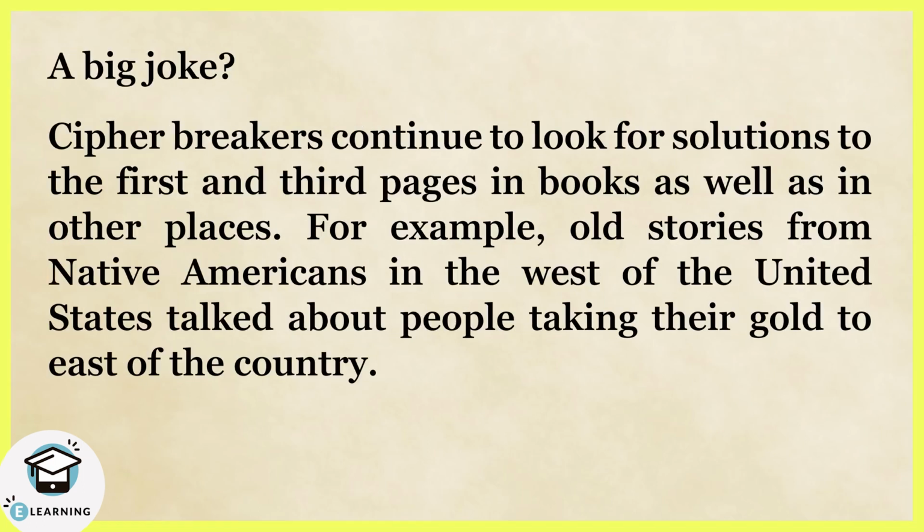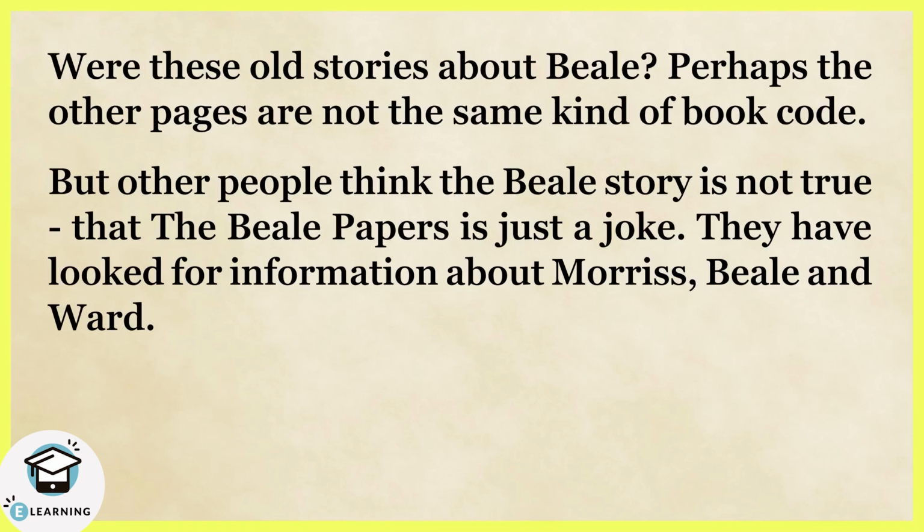Cipher breakers continue to look for solutions to the first and third pages in books as well as in other places. For example, old stories from Native Americans in the west of the United States talked about people taking their gold to the east of the country. Were these old stories about Beale? Perhaps the other pages are not the same kind of book code.